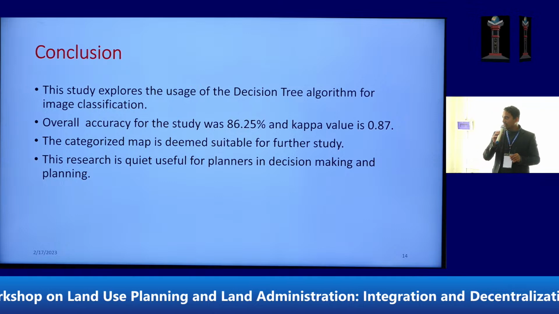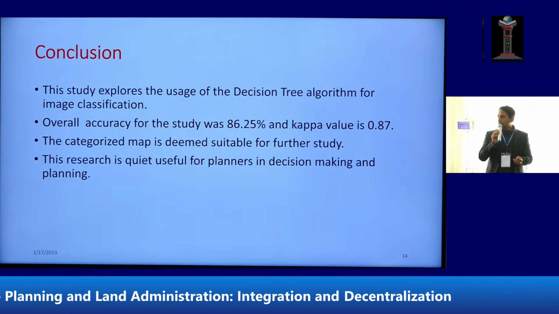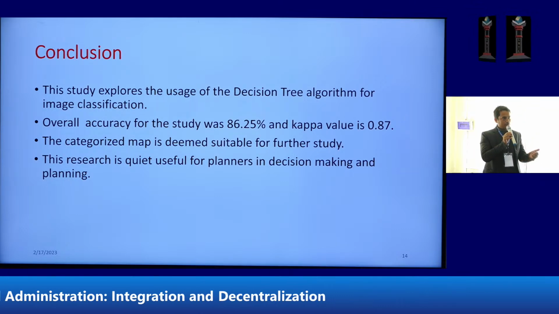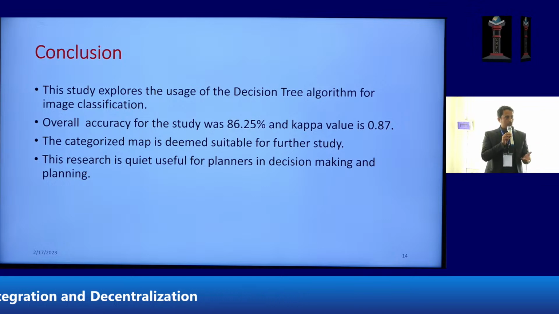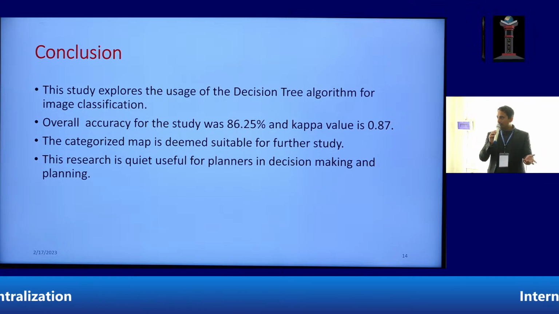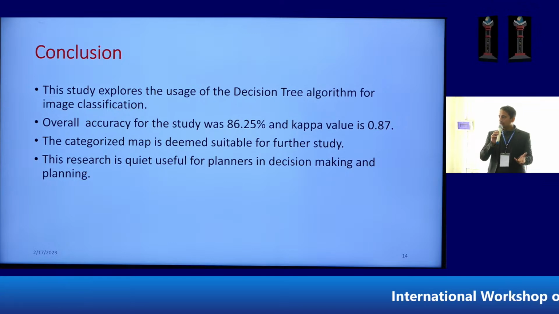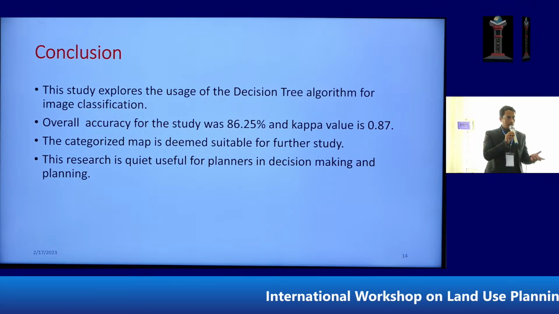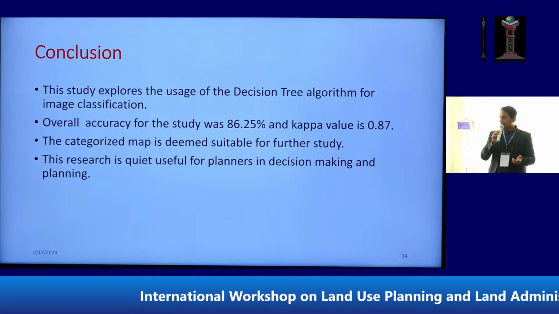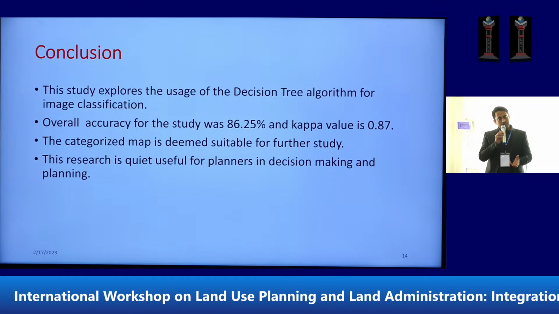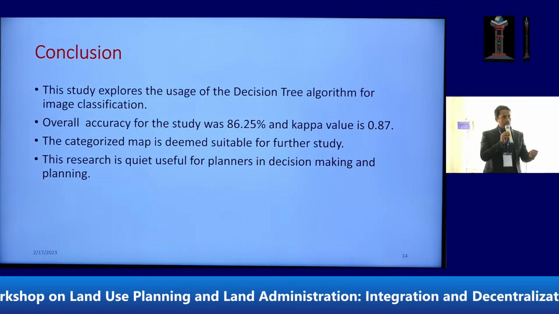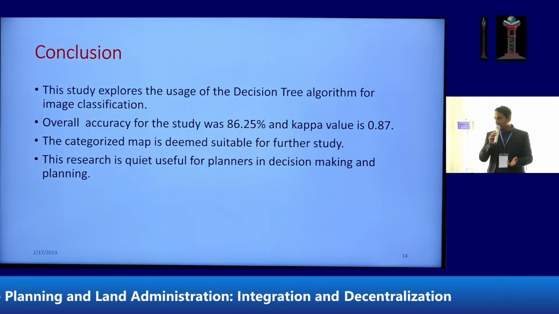What is the conclusion? We can simply use the decision tree algorithm for image classification, because you can easily get the code, modify it, and get the result within a short period of time. There is no need for high processing. And then the categorized map can be used by policymakers for further decisions.